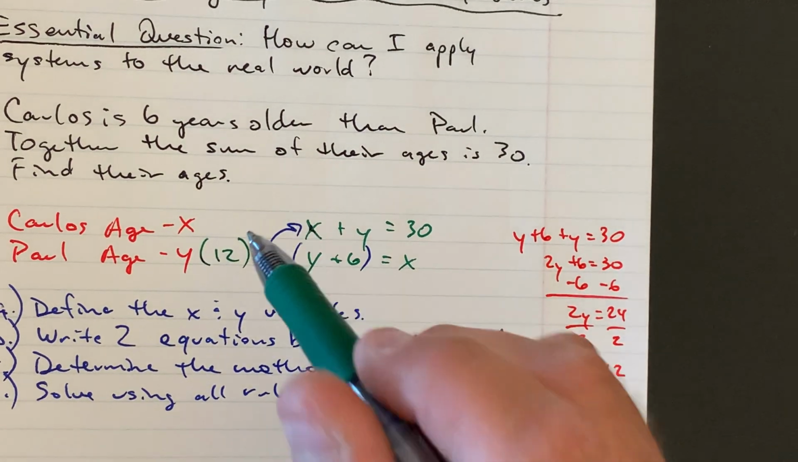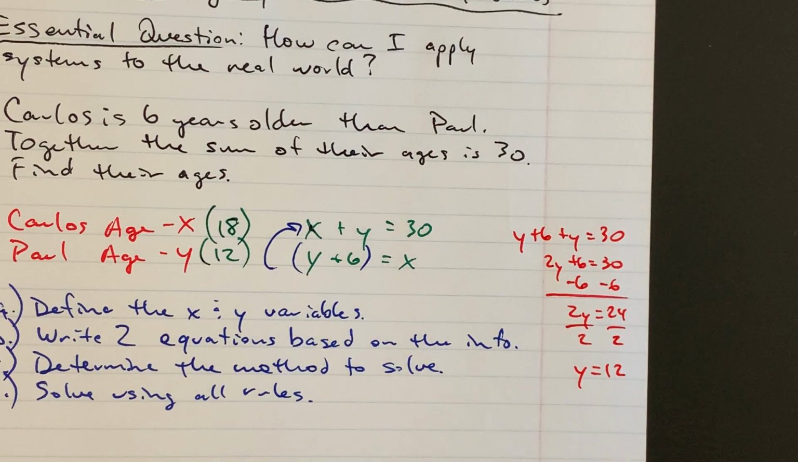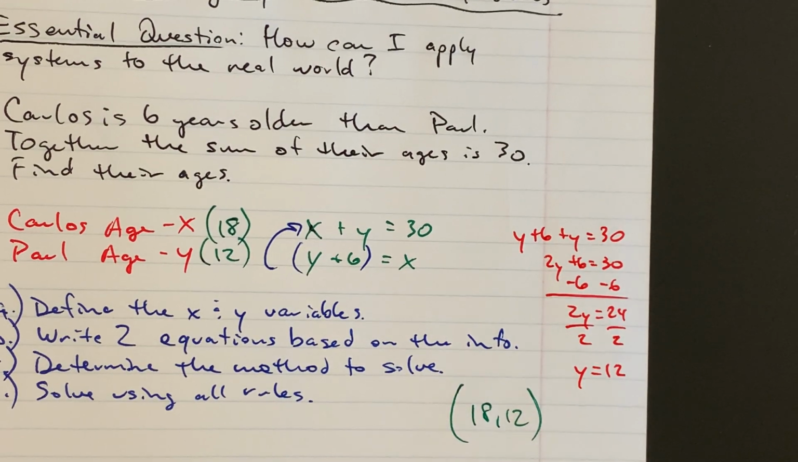If he's 12, that means Carlos has to be 18 because he's 6 years older than Paul, and the sum of their ages equals 30. I could write it as an ordered pair, 18, 12, but that's not necessary. That information is the most important. If you have any questions, please let me know.